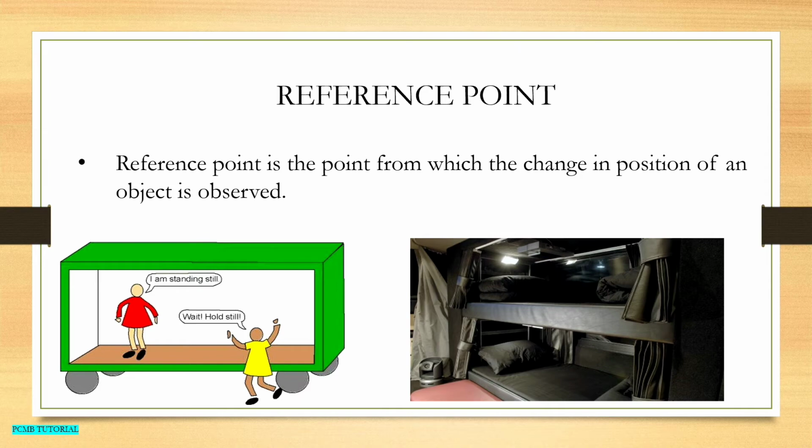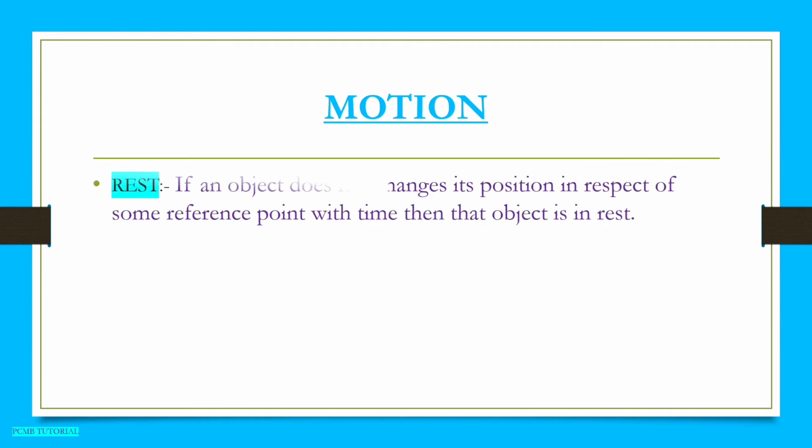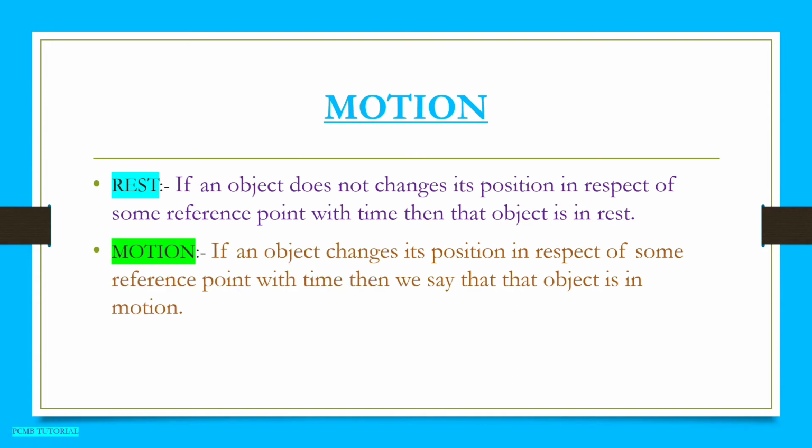Next, we will come to some definitions. What is rest? If an object does not change its position in respect of some reference point with time, then the object is at rest. Next we will come to motion. So what is motion? If an object changes its position in respect of some reference point with time, then we say that object is in motion.